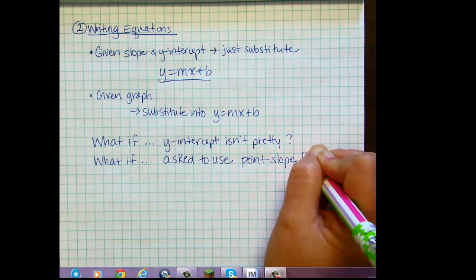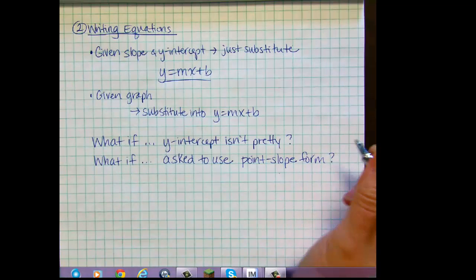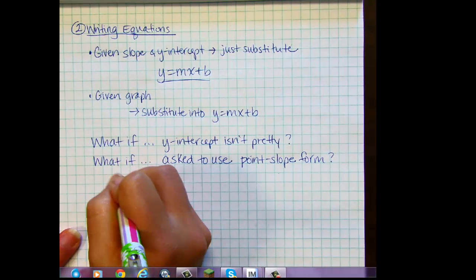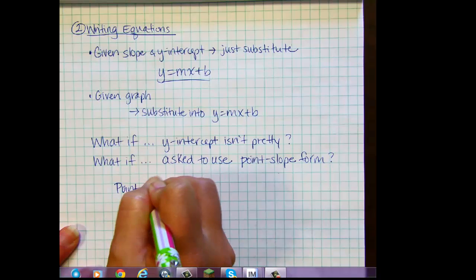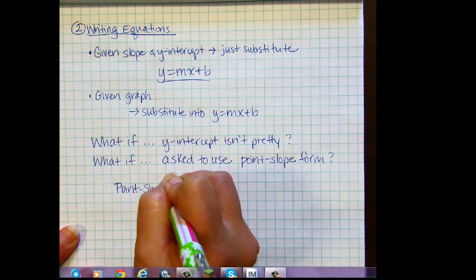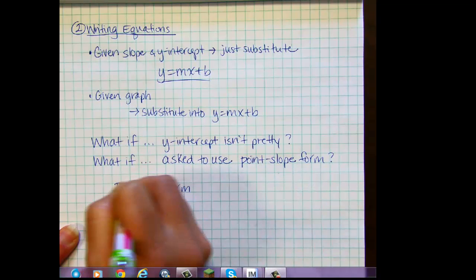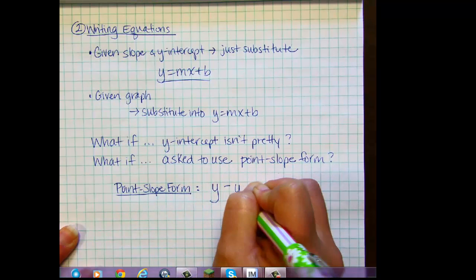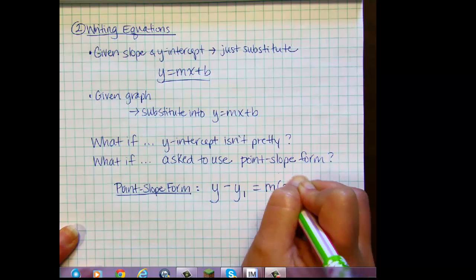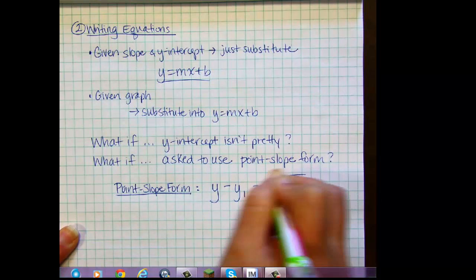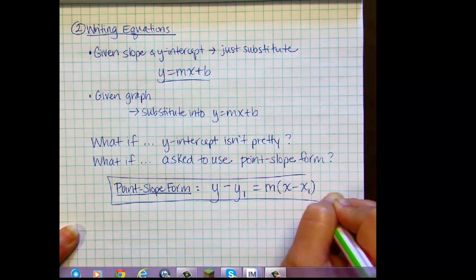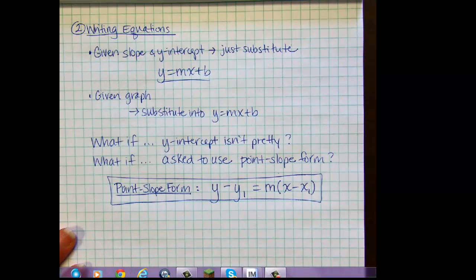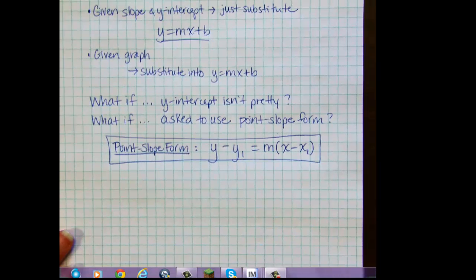So point slope form. You've seen this before, but you probably haven't used it a lot. Point slope form of a line is y minus y1 equals the slope times x minus x1. So instead of using the y-intercept and slope, you use some point x1, y1 and the slope. It looks a little ugly, but it's just another plugging in thing. So let's do a couple of examples.